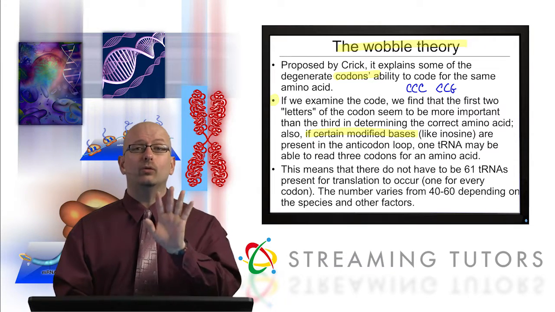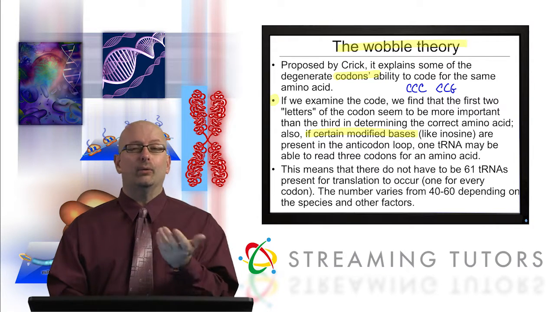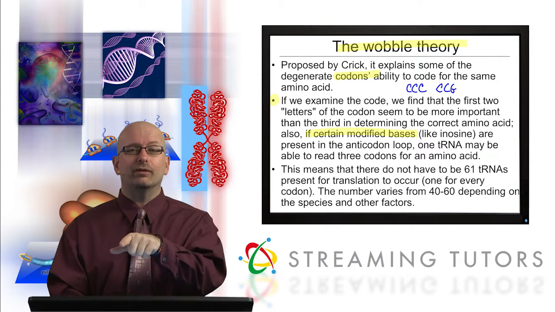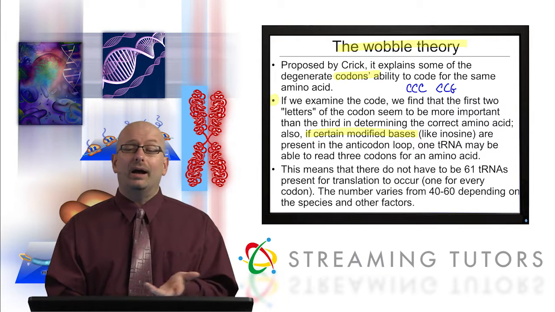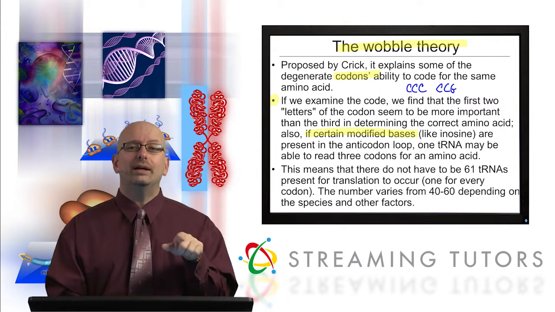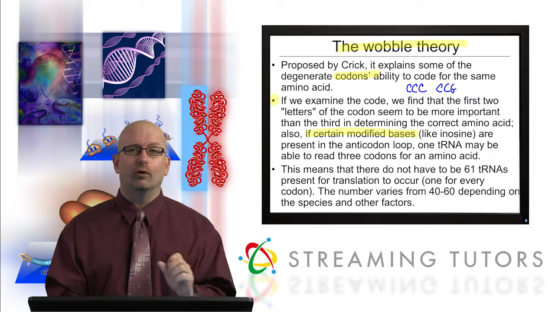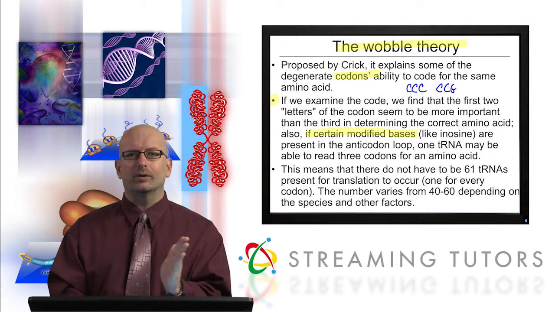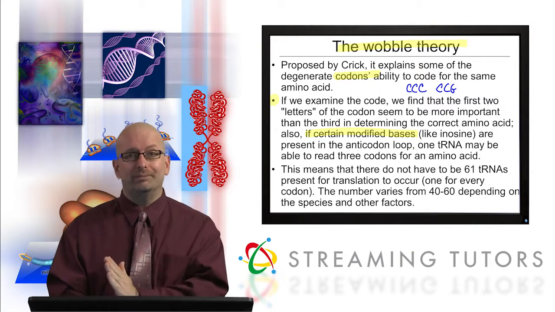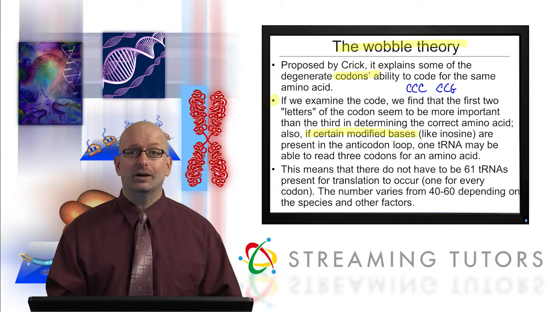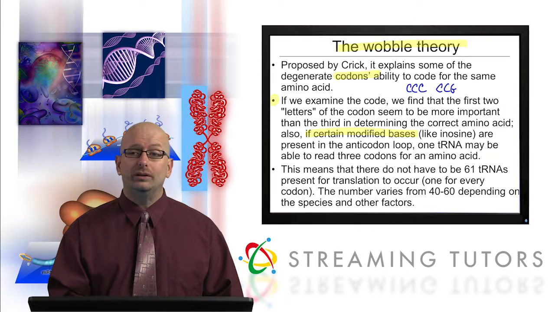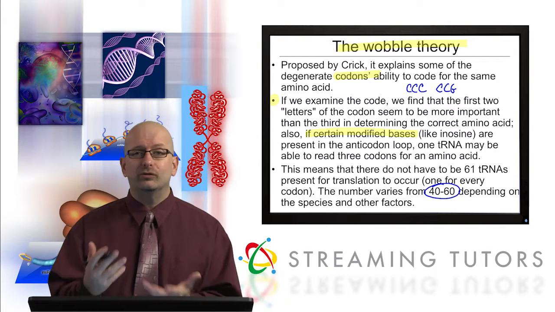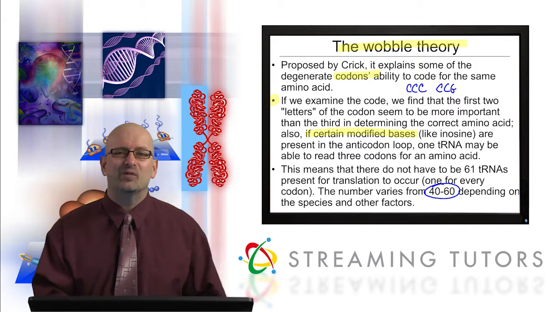In a situation where, like we just said, CC whatever is enough to mean a particular amino acid, we don't need a corresponding tRNA for all four of them. We'll leave it at that. I realize that we're sort of bridging into some information that we didn't fully discuss yet. There are anywhere between 40 to 60 tRNAs in most cells. It depends on the species. It depends on a lot of other factors.